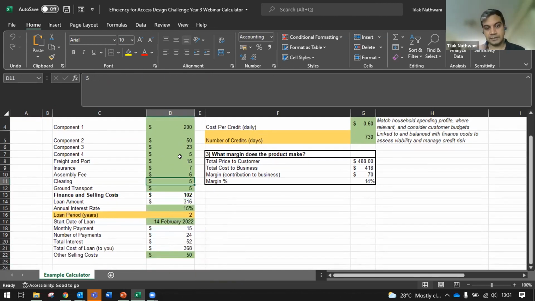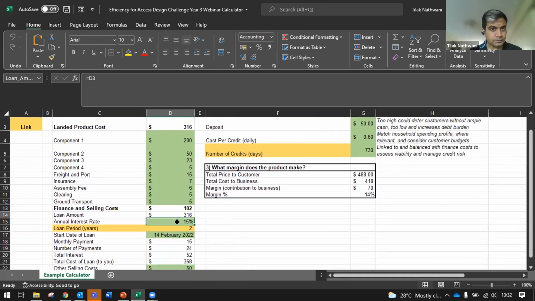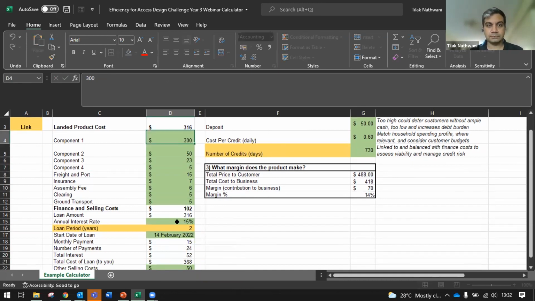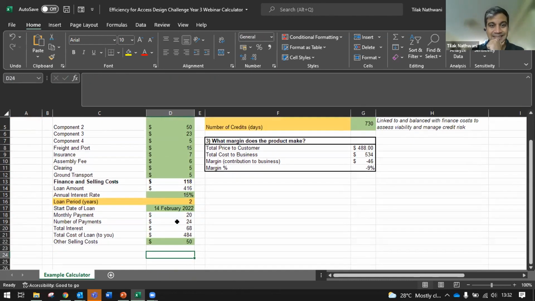That's one important piece. And of course, a big part of pay-as-you-go is the cost of finance as well. So that's another section here. I should mention, where there's green, you can just enter any figures you'd like, depending on what your cost base is.